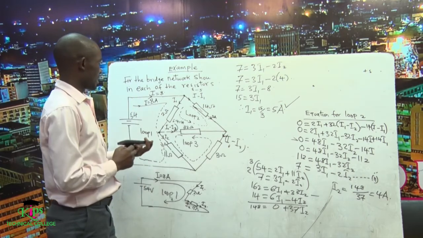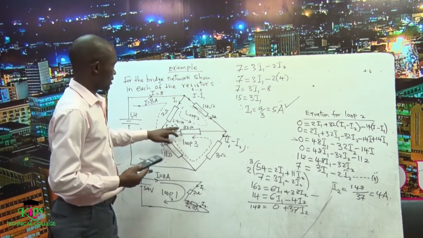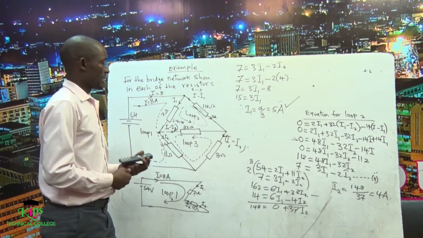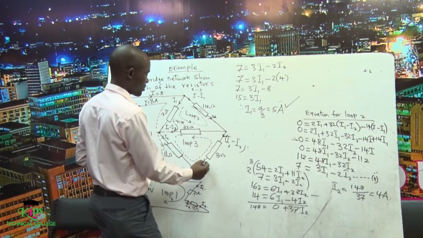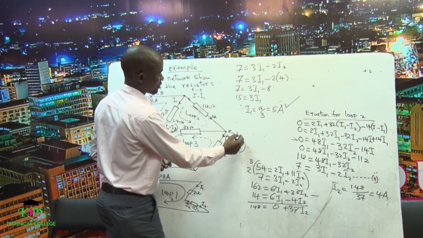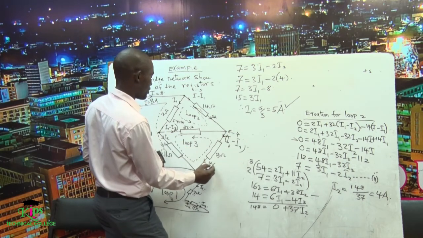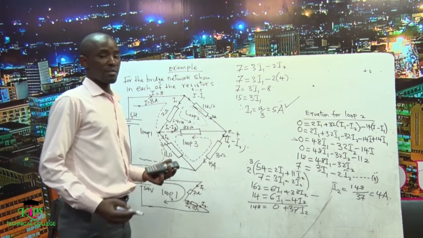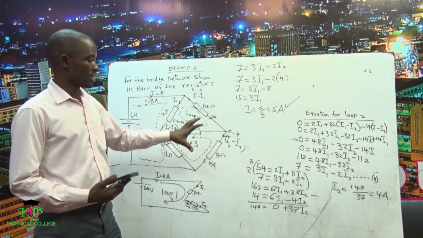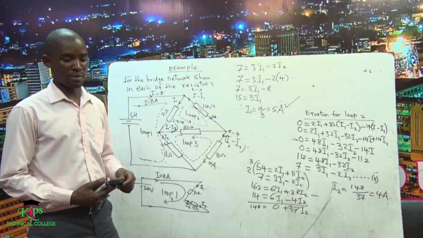So the current passing through this is 1 ampere. You can move ahead and determine the current passing through this point. This will be 8 minus our I2, which is 4, meaning this one will be 4 amperes. So that is basically how you analyze this particular circuit with the current flowing in every part.